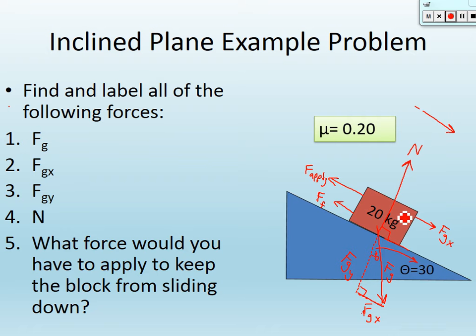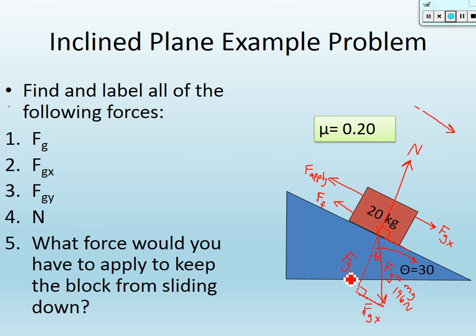Okay. Now we've labeled all the forces. Now we've just got to put magnitudes to them. The easiest place to start is by finding the force of gravity. Okay? How do we find force of gravity, guys? Well, it's equal to mg. What's the mass of that block? 20 times 9.8 is 196. 196 newtons.